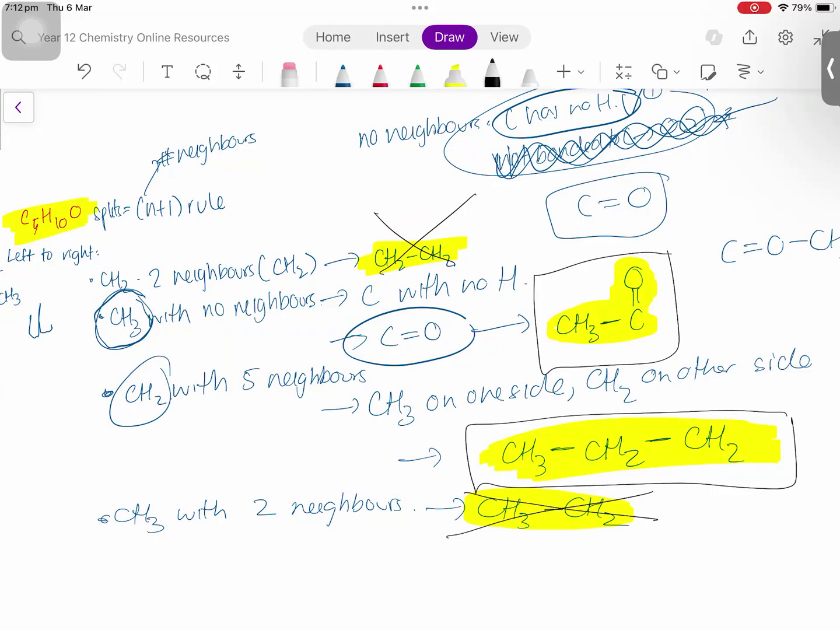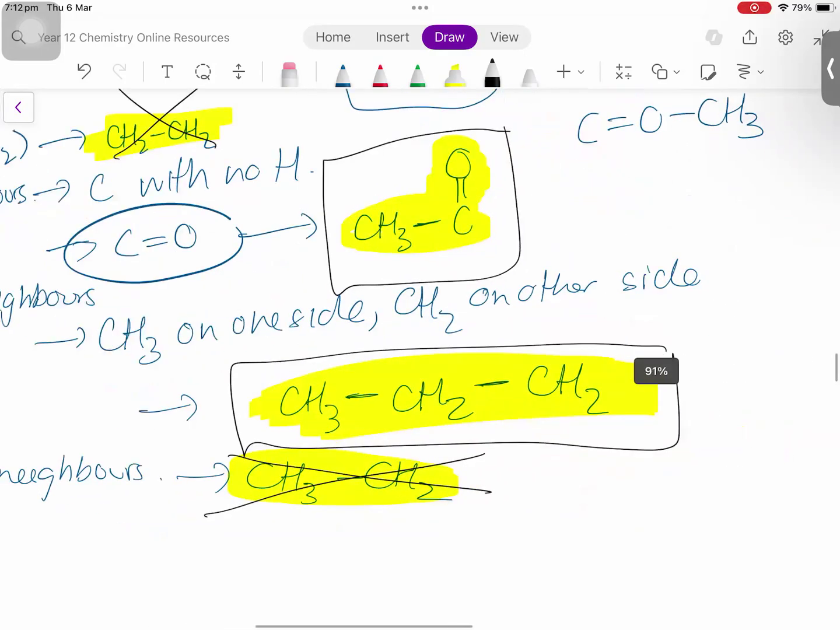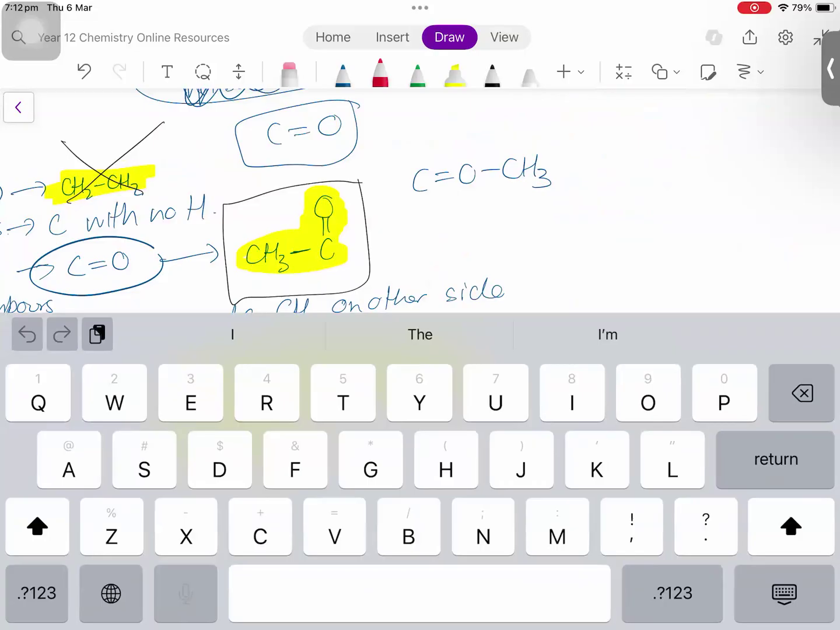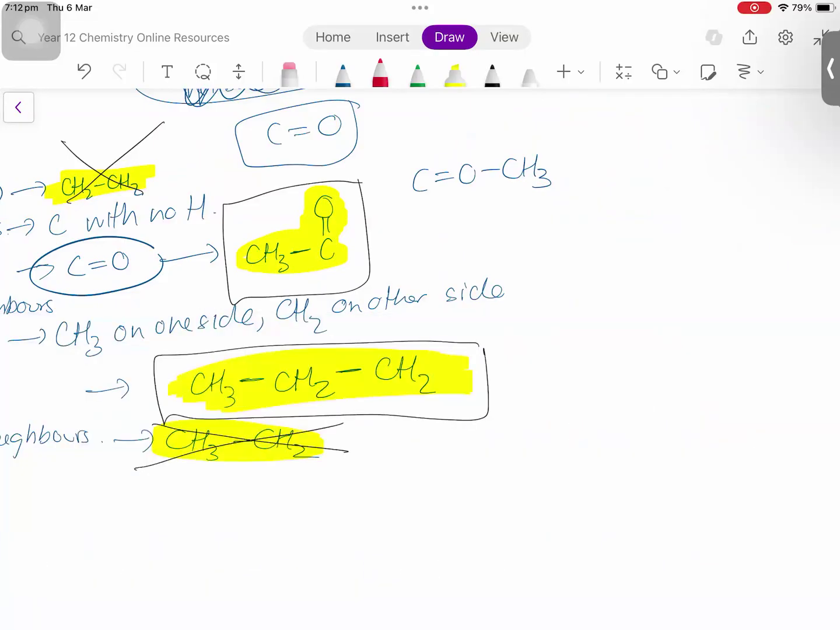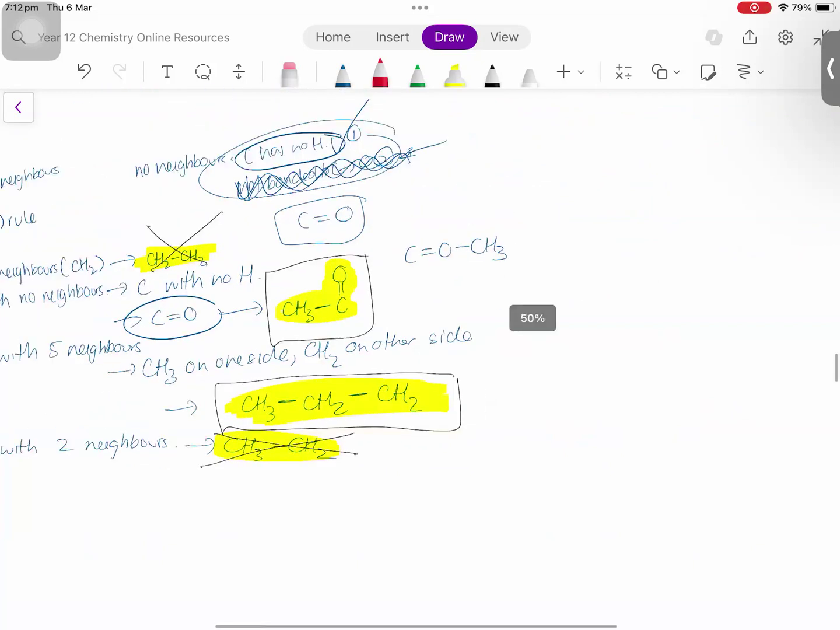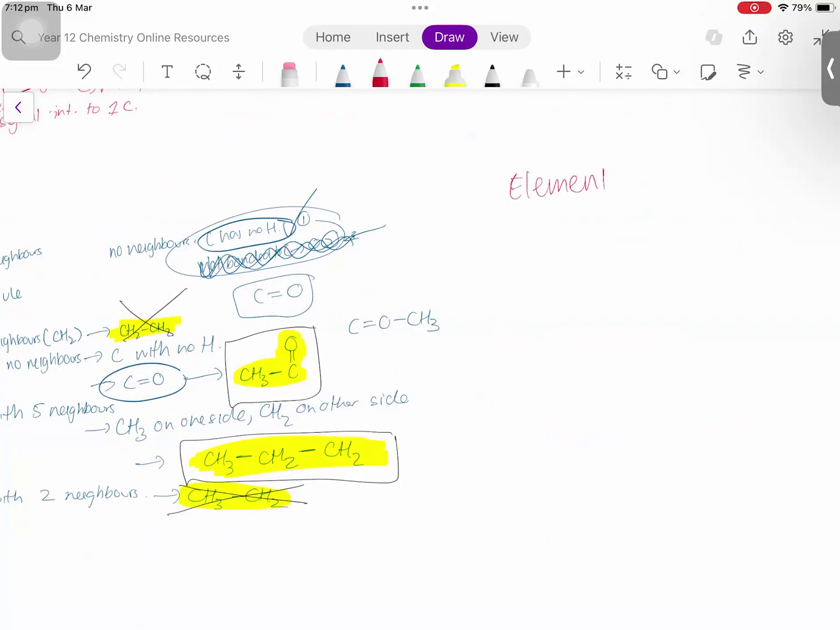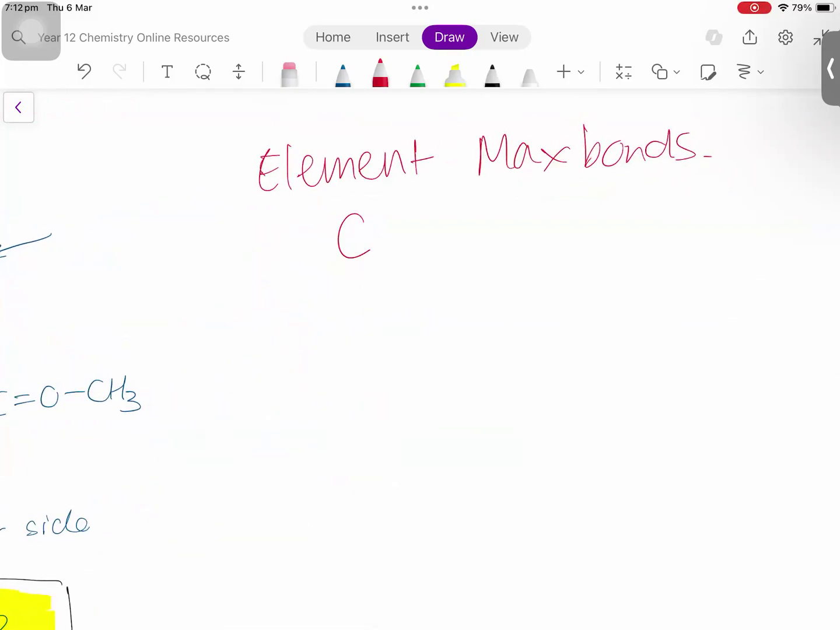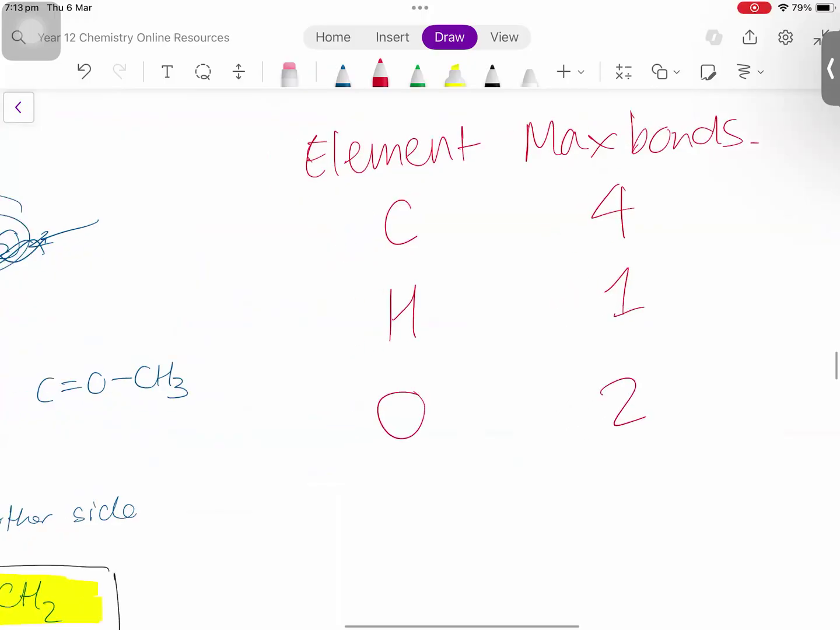Beautiful. So I've figured that out. All I'm going to do now is start piecing it together. And then what we said was you have to imagine where it's even possible to make a link, which means you work that off based off how many bonds an element can have. So let's go element, max bonds, which means how many lines can come out of it, because a line is a bond. How many maximum lines come out of carbon? Hydrogen, oxygen, 2.